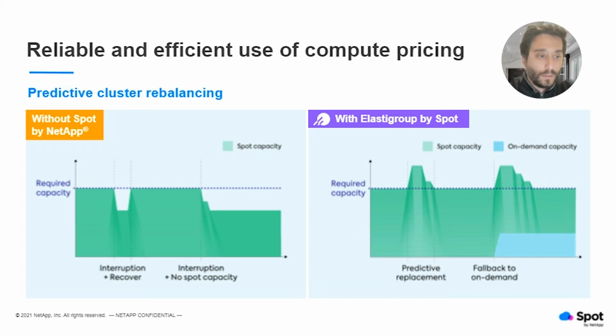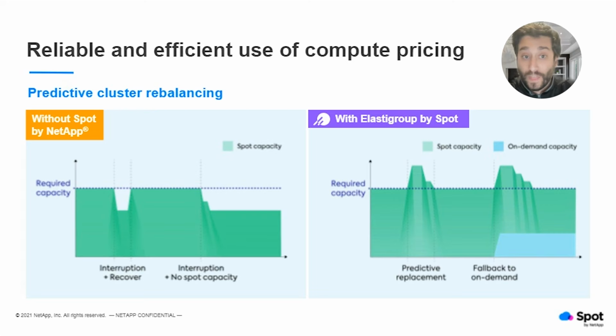And when there is a recovery, and there will be a recovery as part of the scaling mechanisms of the cloud providers, you will find yourself again at the required capacity. But there was a drop. You got a hit on your workload. And in case there is an interruption but no Spot capacity available at all, you will find yourself in a massive drop where there's no recovery until Spot becomes available.